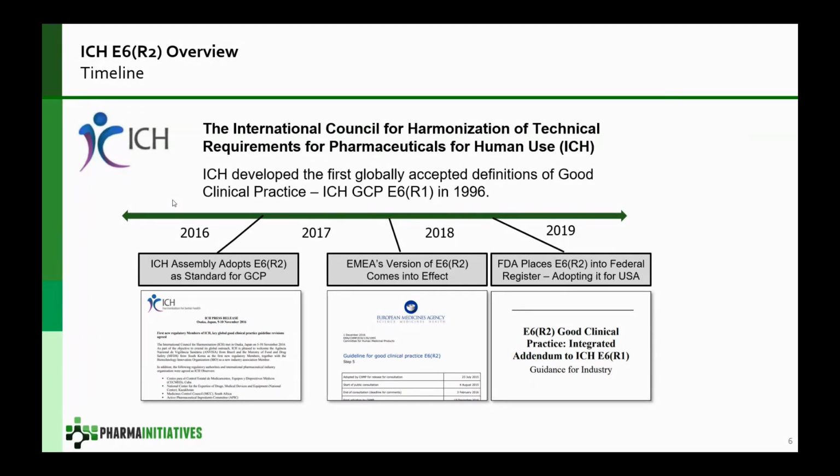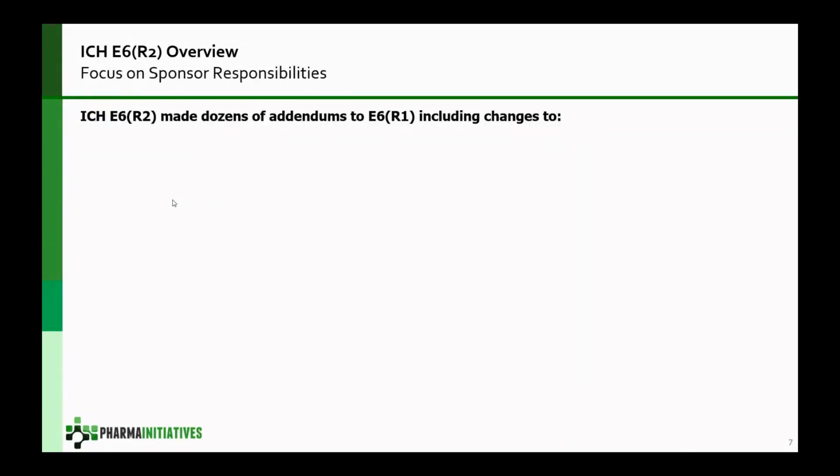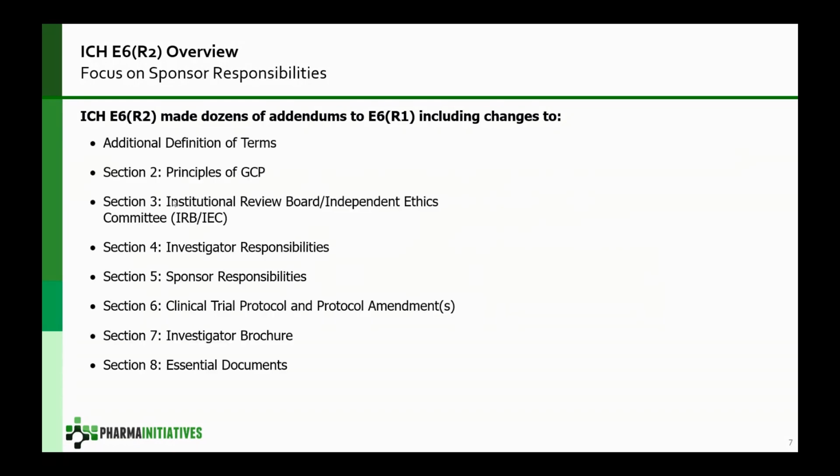So it is the definition of GCP today, and it's something that hopefully all of us are thinking about how we can comply with. One of the things I do want to point out is that E6, the R2 version of E6, made literally dozens of addendums and changes to R1 in all these different sections, and we are not going to talk about all of these changes.